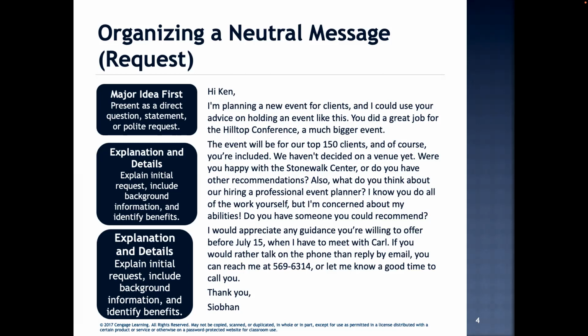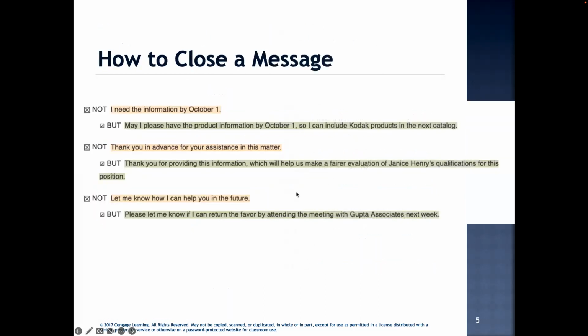So let's talk about how to close a neutral message. Is my computer not working? There we go. Okay. So what we don't want to say is, I need the information by October 1st. When we're asking someone for information, we need to make sure we're actually asking them. So instead we would say, may I please have the product information by October 1st, and then maybe include a reason. But we want to make sure we're asking for information, not demanding it.